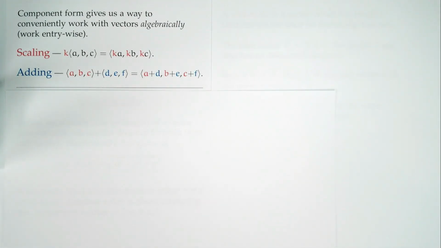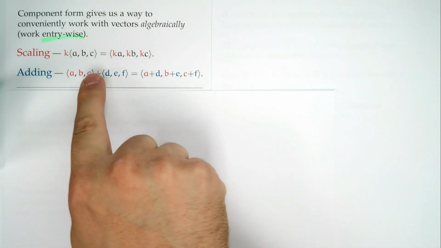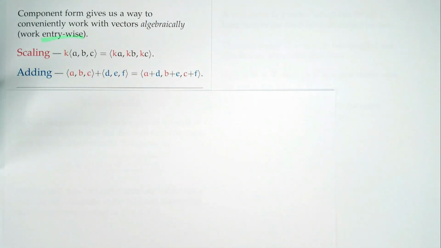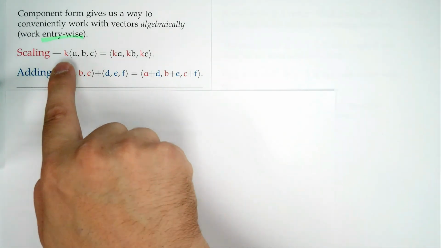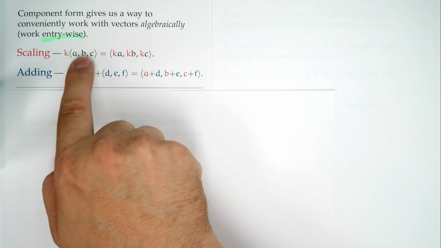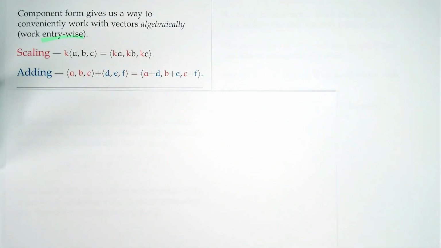Because here's the really simple idea. Things work entry-wise. By that, we mean just work with each entry. So if I want to scale a vector, say, multiply it by a constant, k times the vector (a, b, c), it's the same as multiplying every entry of the vector by k. Another way to think about it: if I want to double it, k equals 2. So I'll double each change. I double the change in x, I double the change in y, and I double the change in z.